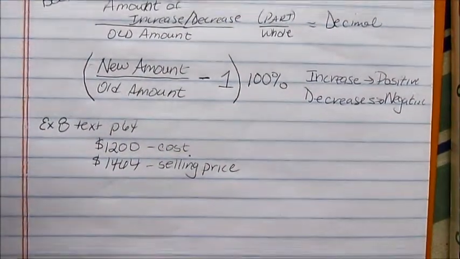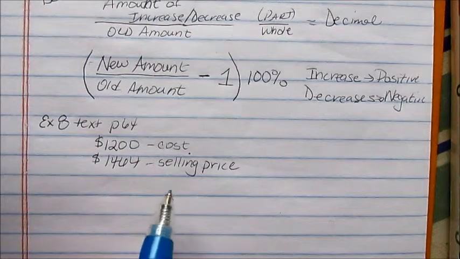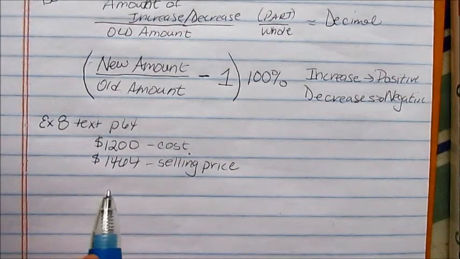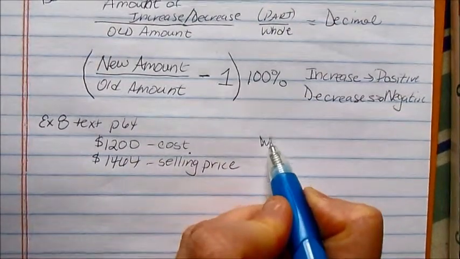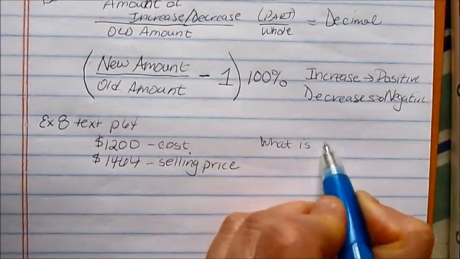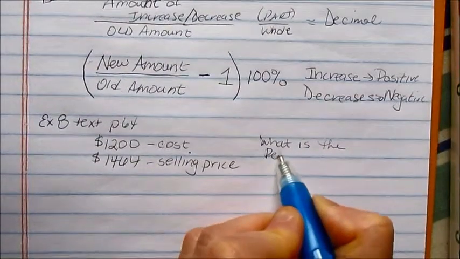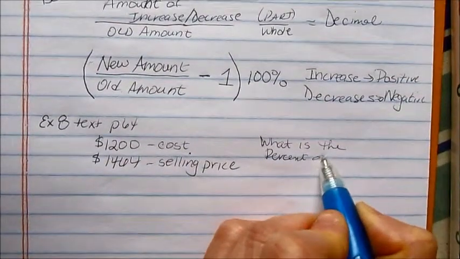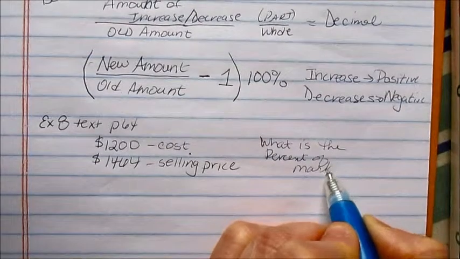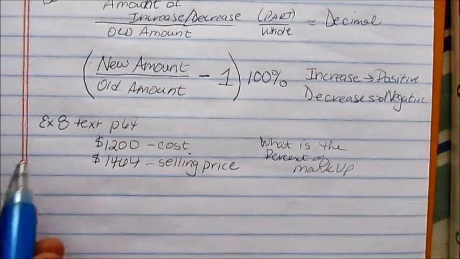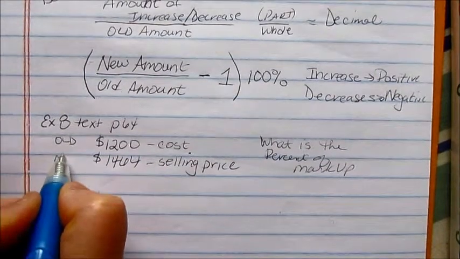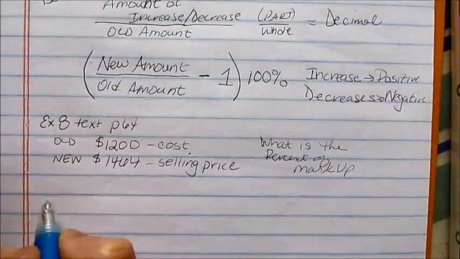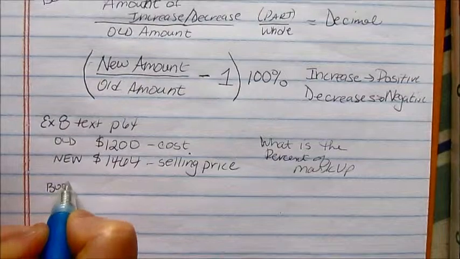This is done all the time. So they got to make money, they got to pay for overhead. We want to find out what is the percent of markup. Markup is a percent increase. So this is the old amount and this is the new amount, the book way.